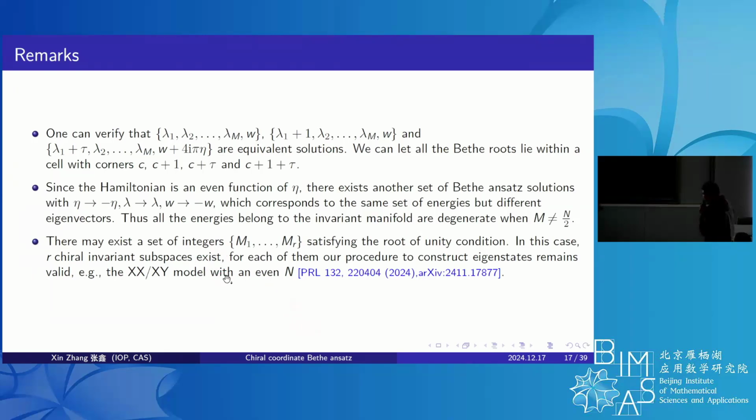The third remark is about the selection of this M. In some cases the selection of M may not be unique. There may exist a set of integers M1 to MR satisfying the root of unity condition, and in this case we can find R chiral invariant subspaces. For each of them, our procedure still works. An example is the XY or XZ model with an even n, which I will introduce later.